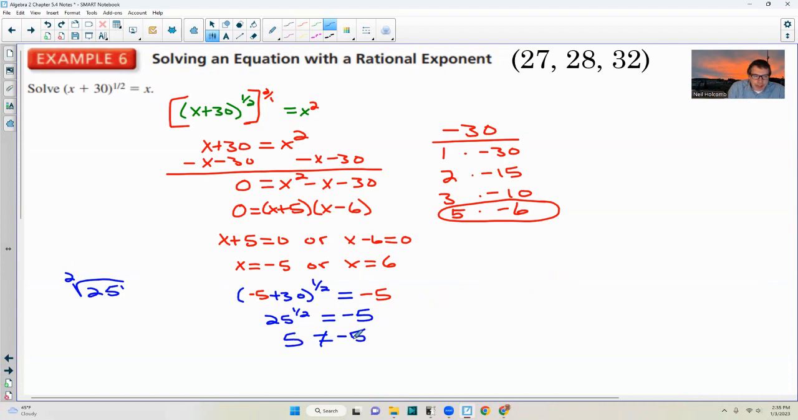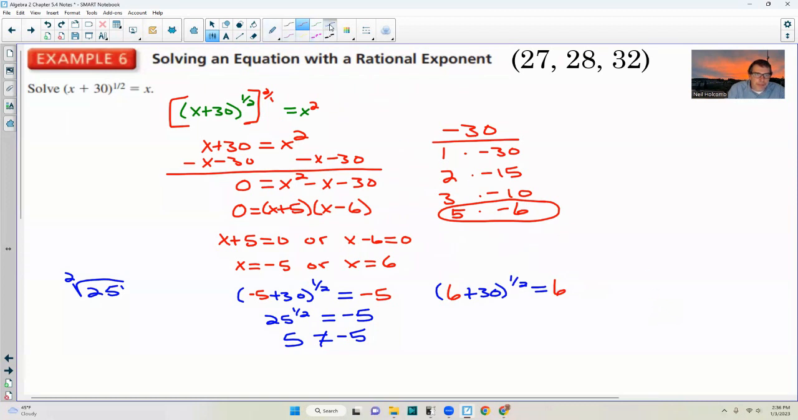Okay, so 5 does not equal negative 5. Okay, so now let's try it one more time. I'll switch to green this time. So I have parentheses. My x is negative 5. No, it's not, it's 6. Just kidding. Okay, x is 6 this time. Plus 30 to the 1/2 equals x, which is 6.